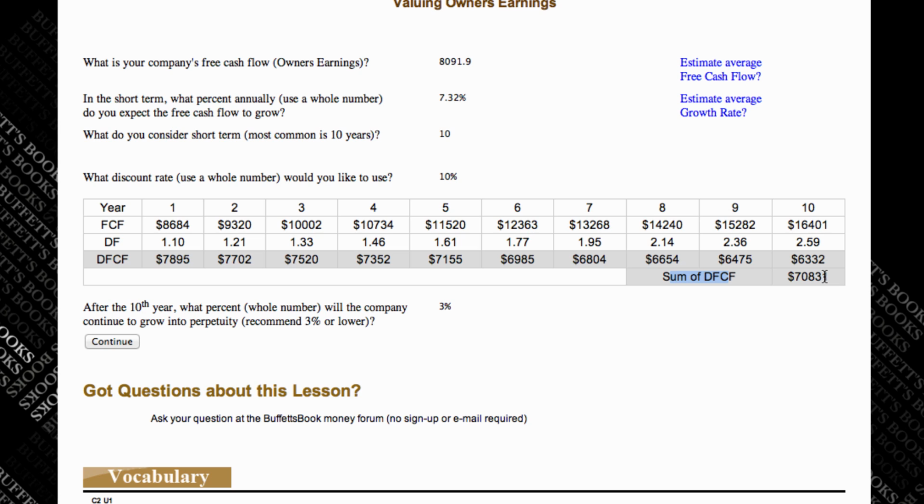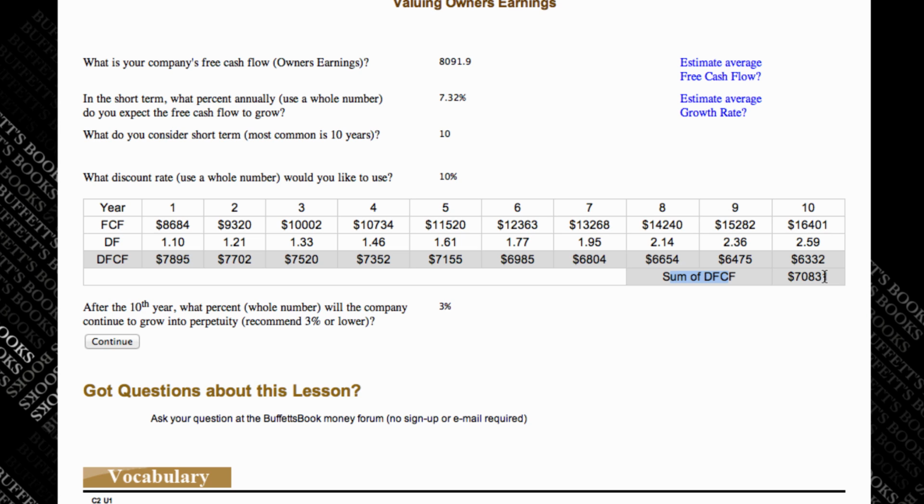Okay, now we're going to look at what happens to this free cash flow or this owner's earnings after the 10-year mark. And this is where this calculator kind of goes to the next step and kind of takes things a little bit further than you learned about the calculator in course 2. This calculates literally the free cash flow into perpetuity or forever.